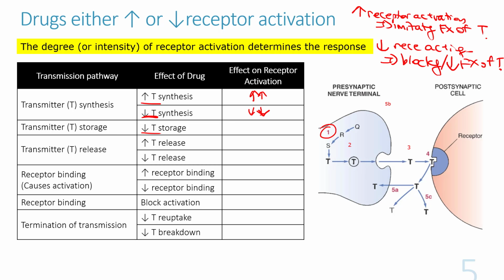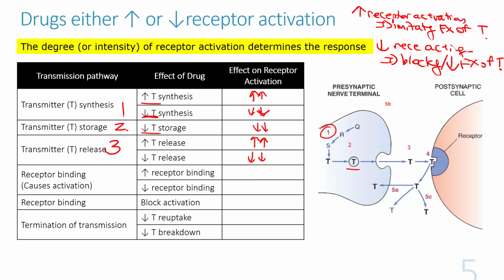If you decrease step 2, the transmitter storage, then there's less transmitter found in the vesicles and less transmitter able to be released, and so you decrease receptor activation. Now, step 3 is the release of the transmitter from the axon terminal. So again, if you increase release, you increase the receptor activation. If you decrease release, you decrease the receptor activation.